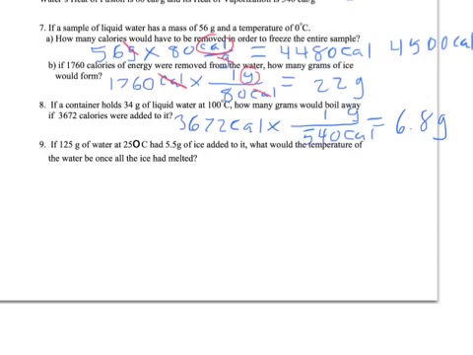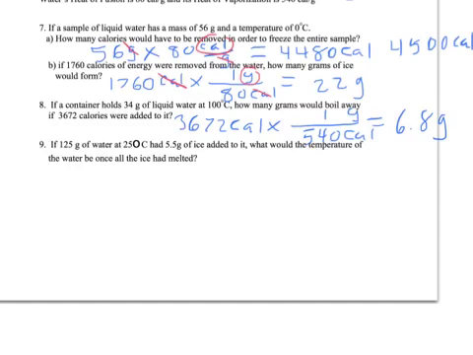All right, let's give ourselves a little bit of room and try number 9 here. What we have here is 125 grams of water. It's at 25 degrees. I'm going to add 5.5 grams of ice to it. And what I want to know is what is going to happen to the temperature of this water in the process of melting the ice. So the first thing I do is figure out how much energy is going to be extracted from the water.